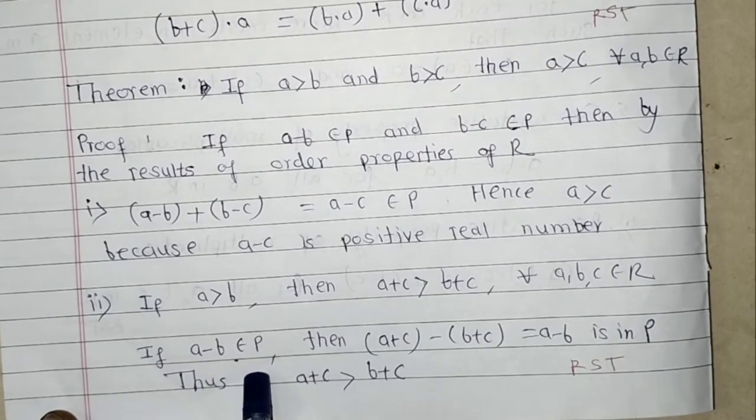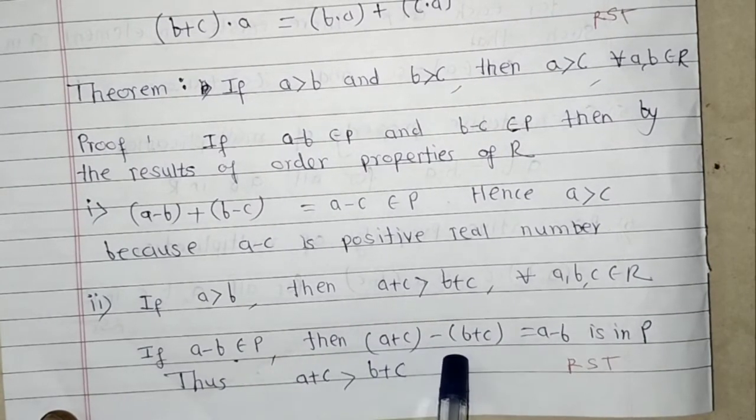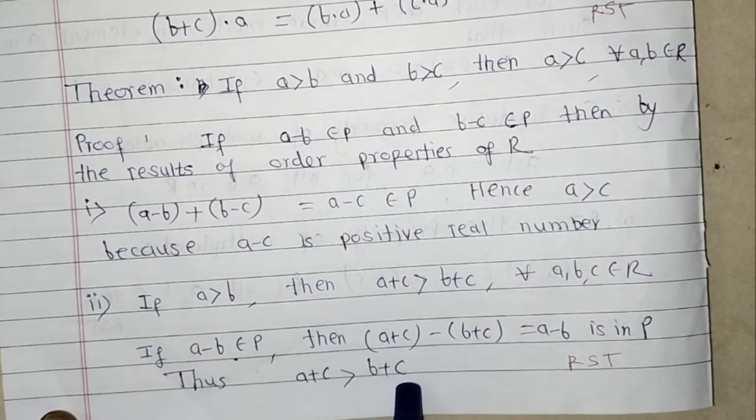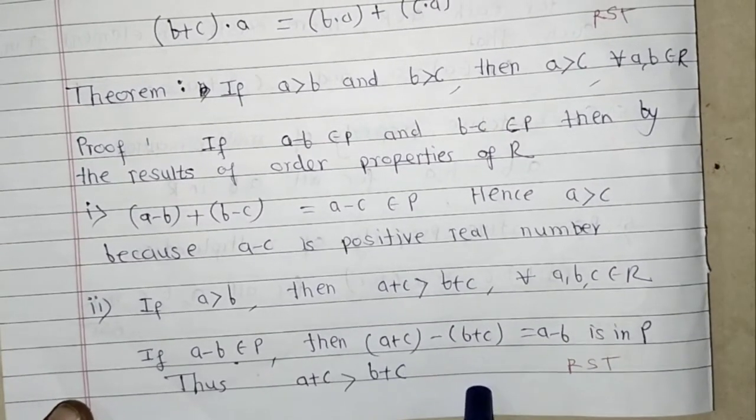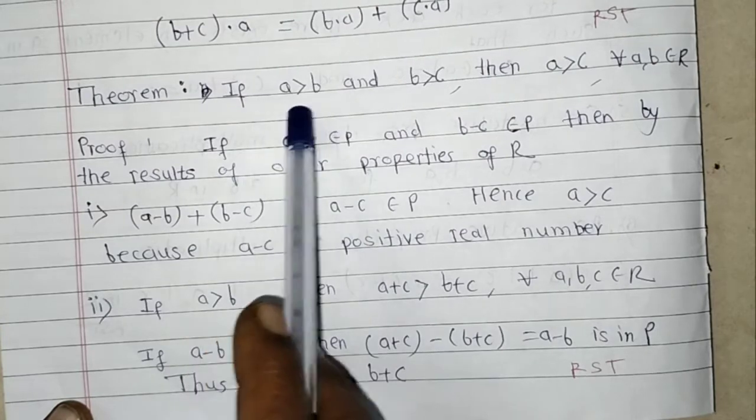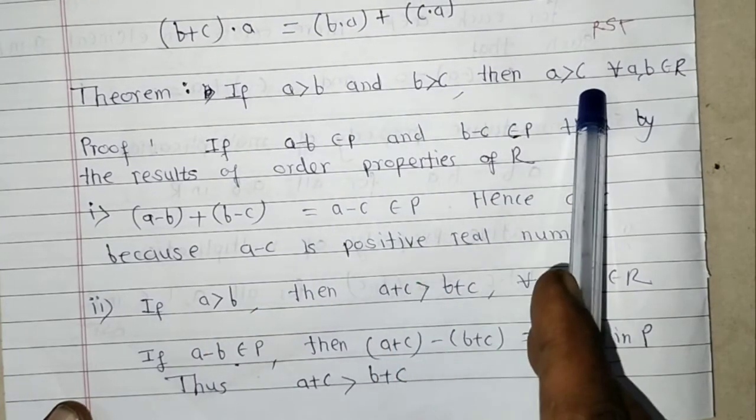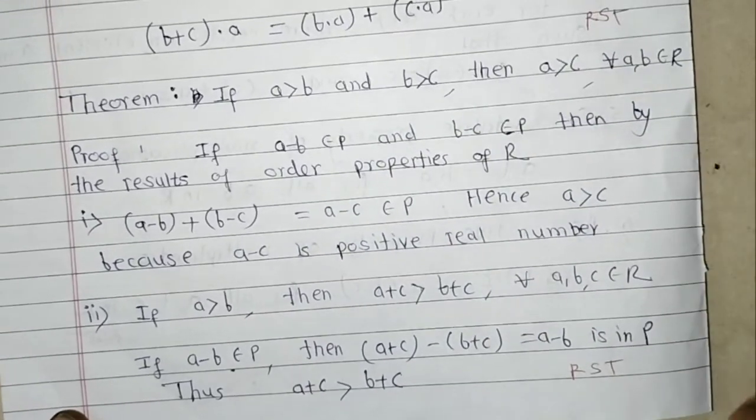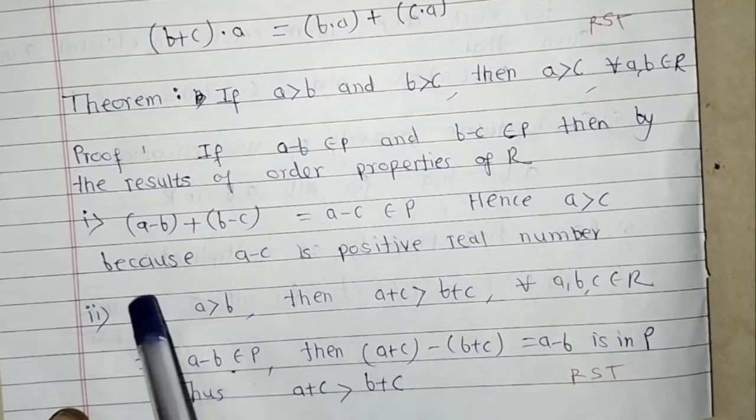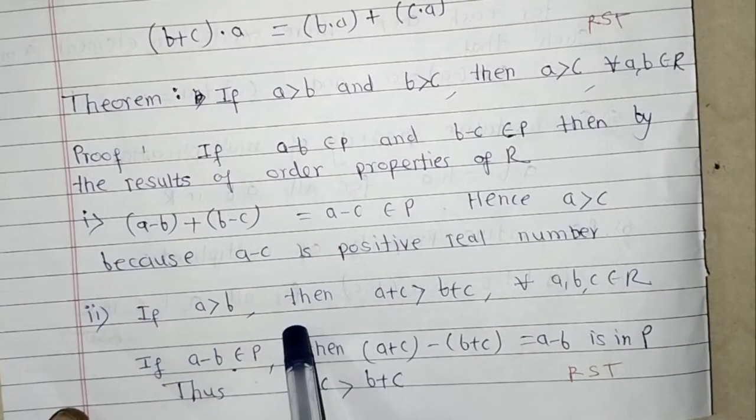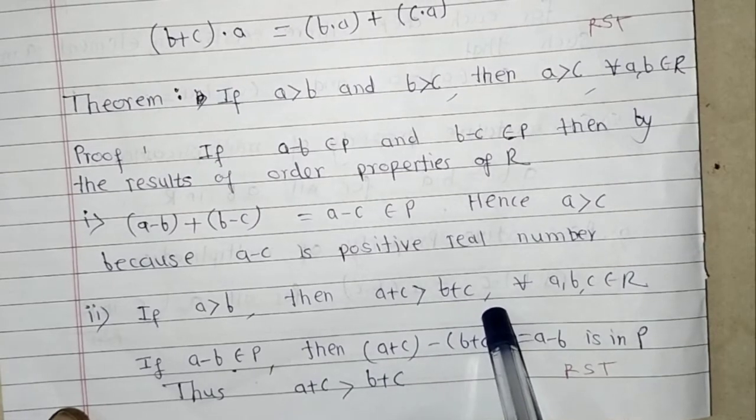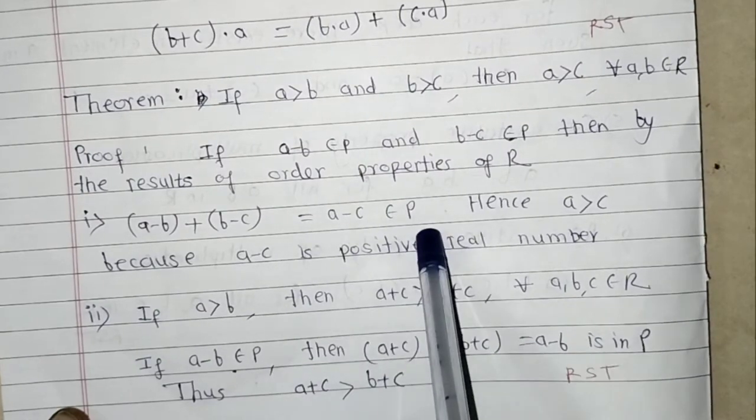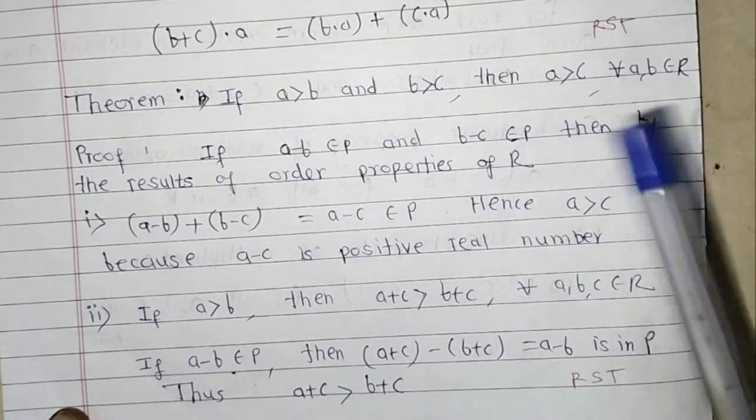If A minus B belongs to P, then A plus C minus B plus C equal to A minus B is in P. Thus A plus C is greater than B plus C. Thus if A is greater than B and B is greater than C, then A is greater than C for all A, B belongs to R. In this case, we have proved that if A is greater than B, then A plus C is greater than B plus C. A minus B plus B minus C equal to A minus C belongs to P. Hence, A is greater than C.